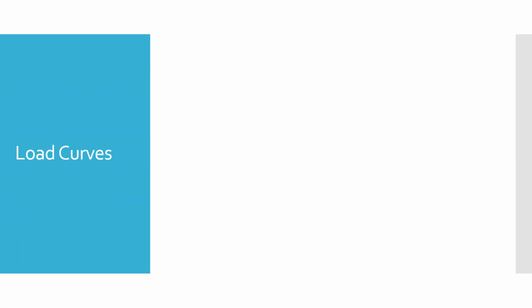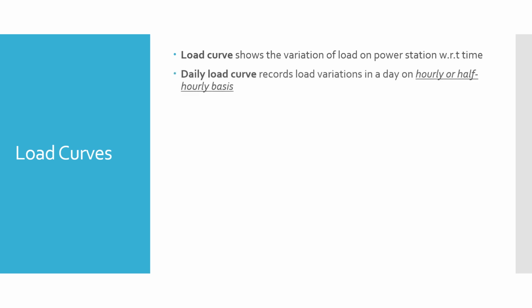Let us now talk about load curves. A load curve shows the variation of load on a power station with respect to time. Time is drawn on the x-axis and load is shown on the y-axis, and the curve which shows the varying load with time on this graph is known as a load curve. We might have different types of load curves depending upon the timeline which you have considered. So we may have a daily load curve, which will record load variations in a day.